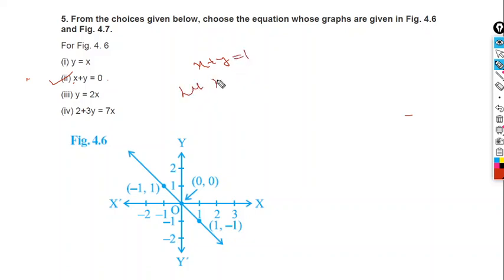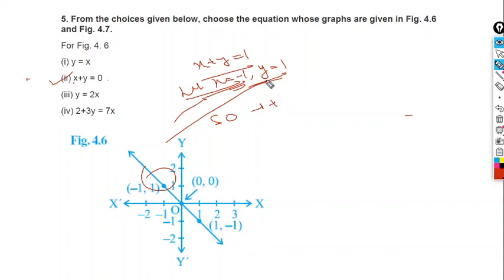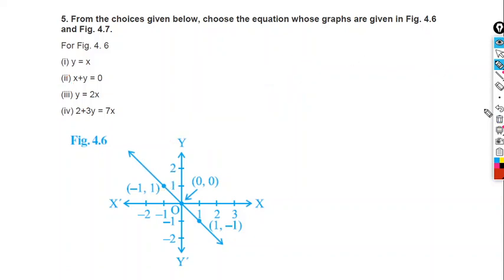Let x equal to minus 1, y equal to 1. That means we are taking this one. So we'll put the value of x and y in this equation. Minus 1 plus 1 equal to 0. But here the equation is saying... Oh, sorry, the equation is different. The question is saying x plus y equal to 0.